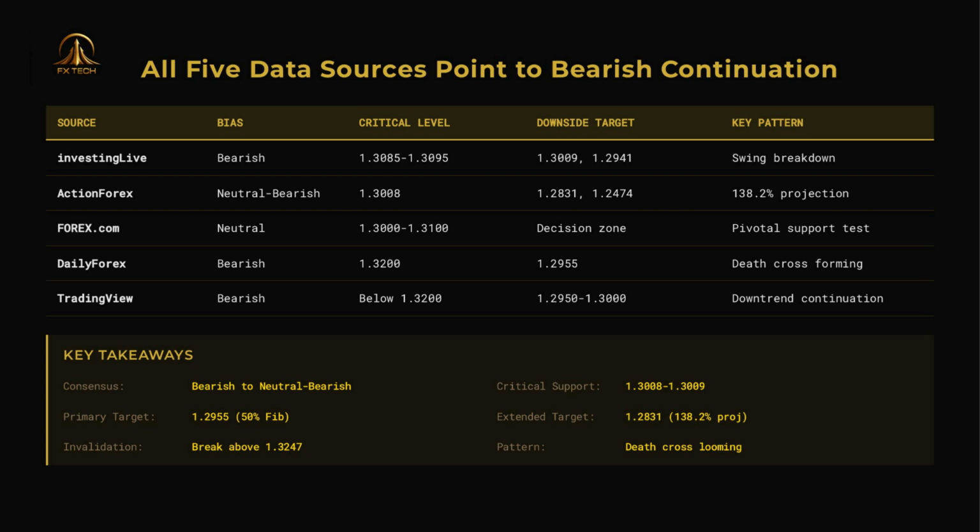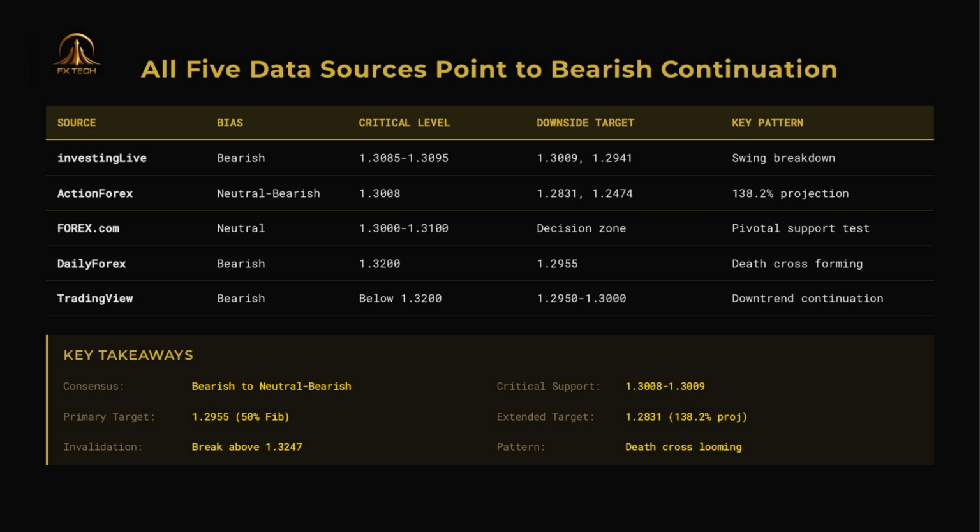Forex.com takes a neutral view, characterizing the 1.3000 to 1.3100 zone as a decision area where pivotal support is being tested. Daily Forex is bearish, emphasizing the death cross pattern forming below 1.3200 with a downside target at 1.2955. TradingView also maintains a bearish outlook, viewing price action below 1.3200 as downtrend continuation toward 1.2950 to 1.3000.